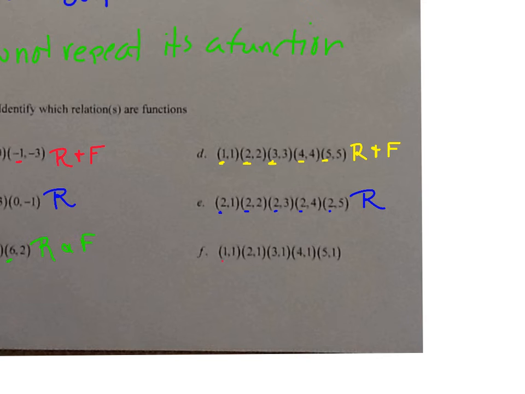F. I have 1, 2, 3, 4, 5. This is a relation and a function. Okay? All right, so let's turn the page and we'll try some more types of examples.